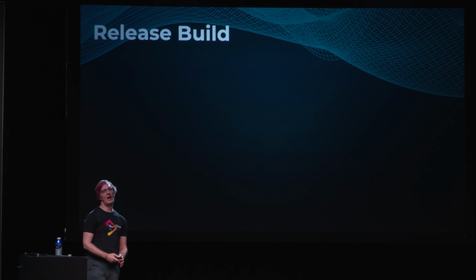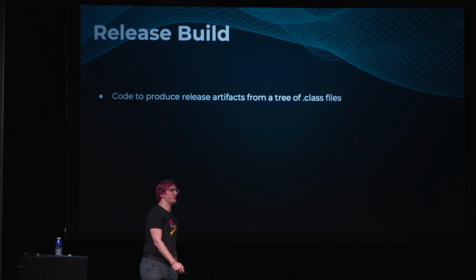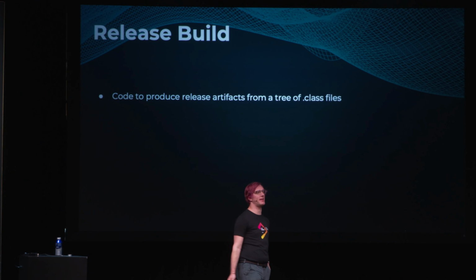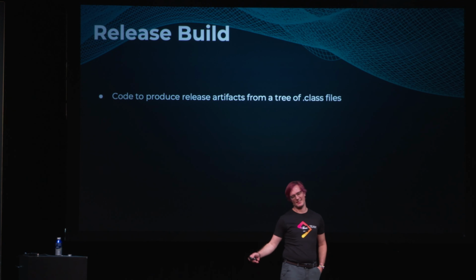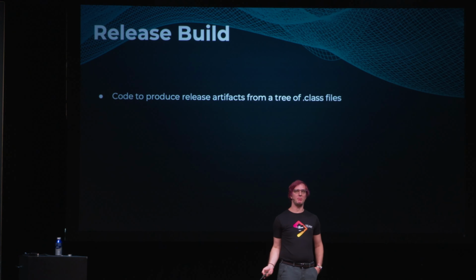And finally, how do we get to the release build? If we are not using Maven or Gradle, then what do we use? We actually have a separate bunch of code that produces all the release artifacts, the Windows installer, the DMG, the tar.gz, and everything else from a tree of class files built by the GPS. So GPS basically just generates a tree of class files for every module, and then this release build packages them into the correct artifacts, jars, and everything like that.